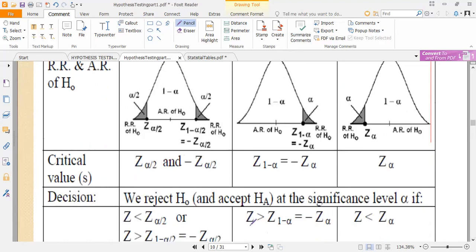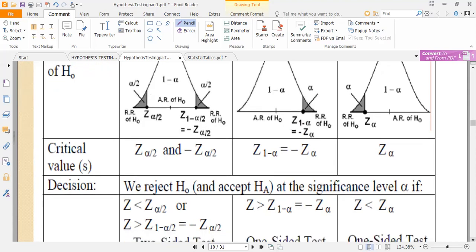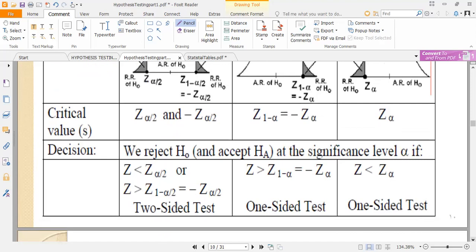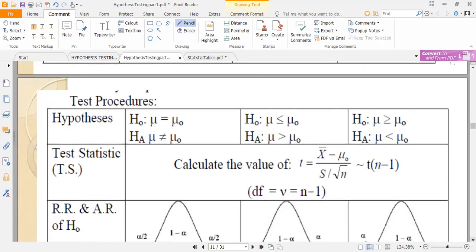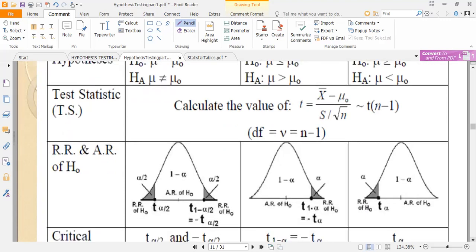you always make a decision to reject or accept H0 if our test statistic is greater than the tabulated figure. So these are the decisions that we're going to make. Now, I would want you as much as possible to love this topic because it looks complicated, but it's very, very interesting. The shaded regions here are called the rejection region. Whenever our answer falls within these shaded regions, we are always rejecting our null hypothesis.